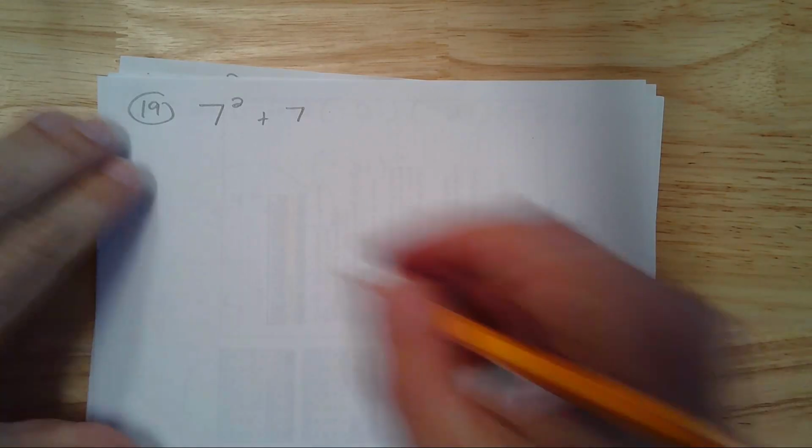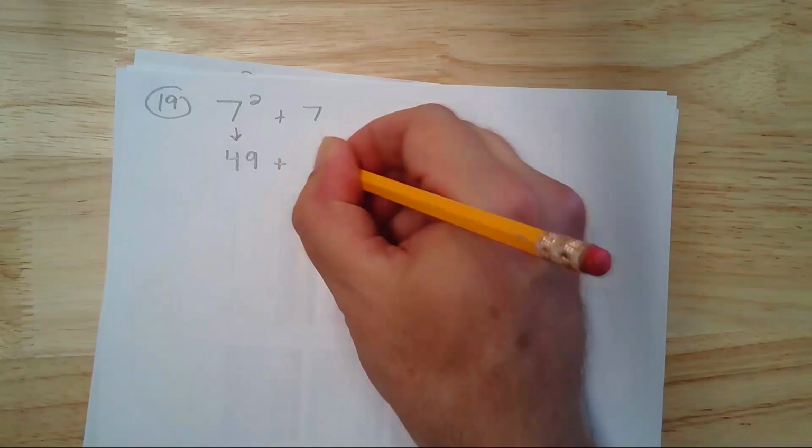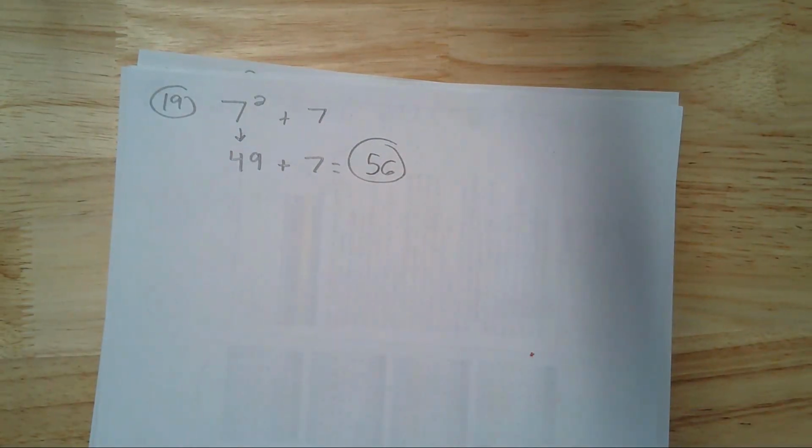Okay, 19. Anybody think they have an answer here? Brooke? 56. So PEMDAS rules apply. You always clear out exponents before adding or subtracting. So the first thing I do is figure out what 7 squared is. 7 times 7 is 49. And then I add 7 to that. 49 plus 7, answer is 56.